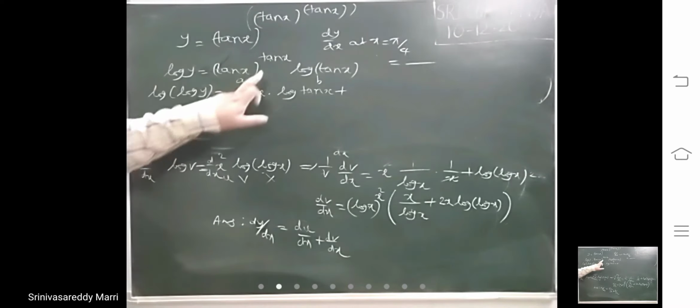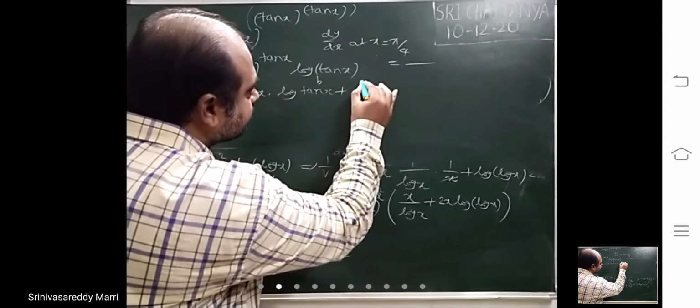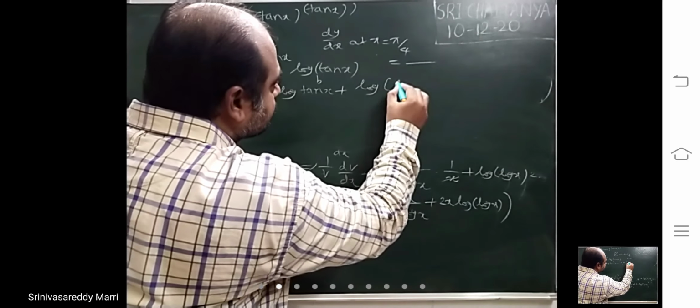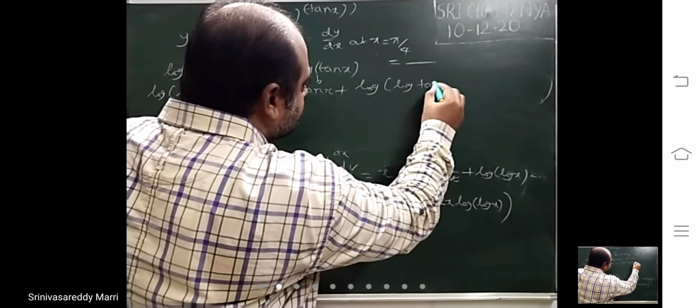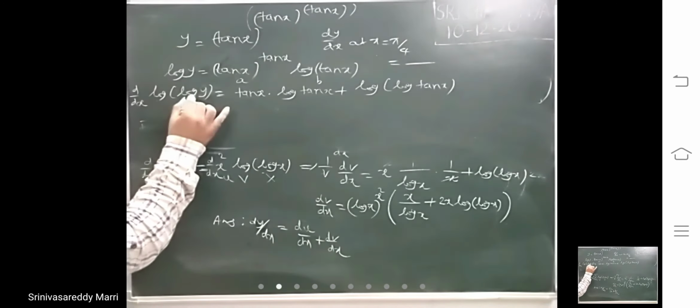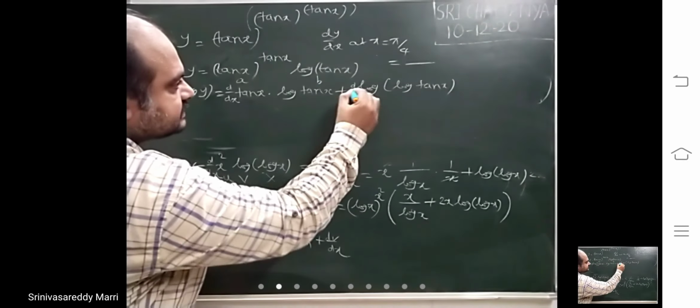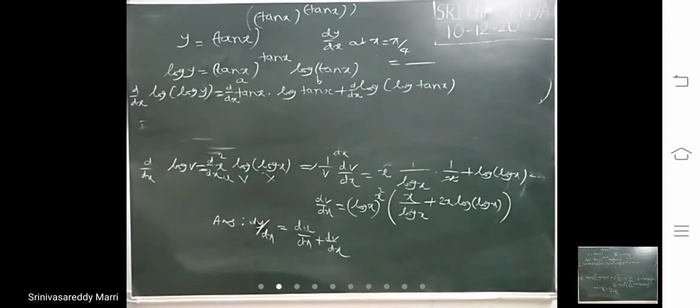Log A means this tan x will come down, log B, log of tan x. This I have applied one more logarithm. Now do the derivative on both sides. Look at, I am writing d by dx. D by dx of this equals d by dx of this plus d by dx of this.